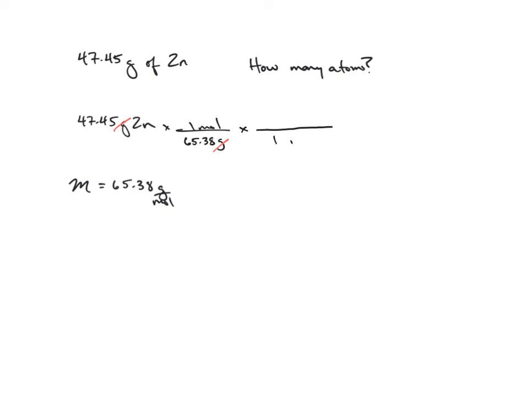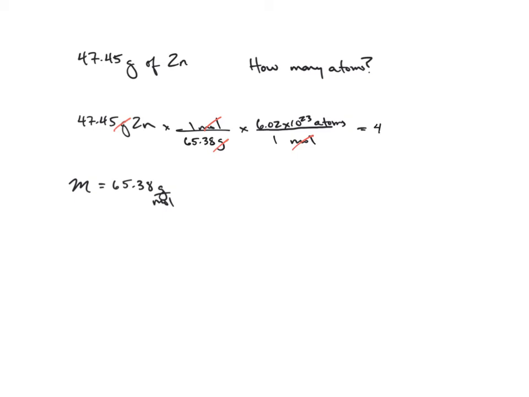I'm going to put the 1 mole down at the bottom. And at the top, I have the 6.02 times 10 to the 23rd, and here we have atoms, which is what we are looking for. Okay, now my problem is set up, and I'm going to cross out my units that are canceling, and I suggest you do the same, because otherwise it is going to be hard for you to keep track of everything you need to do. So 47.45 divided by 65.38 times 6.02 times 10 to the 23rd.